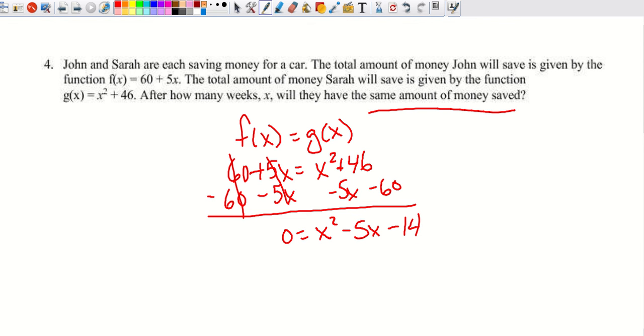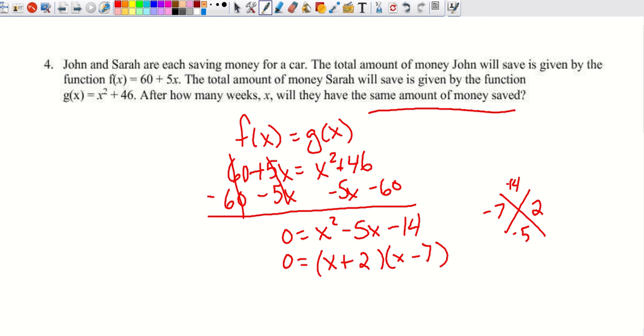All right, so once again, now we can factor. So is there a GCF? No. 3 terms. We're doing trinomial again. So I need negative 14, and negative 5, which is going to be 7 and 2. And because the 5 is negative, we want a negative 7. So it's x plus and x minus. The larger number is negative, and then I solve.